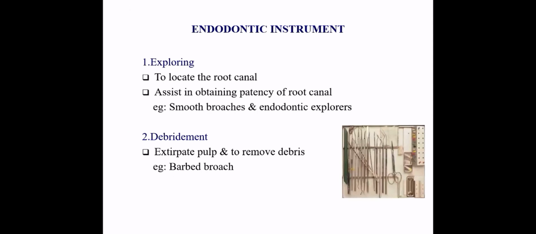Endodontic instruments. You will be well versed in endodontic instruments; I'm just going through them. First are exploring instruments, used to locate the root canal and to assist in obtaining the patency of the root canal. These can be small broaches and endodontic explorers. Debridement instruments are used to extirpate the pulp and remove the debris, that is, a barbed broach can be used.